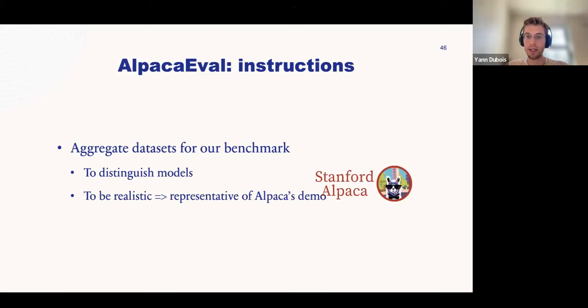Another thing we wanted is for our instructions to be realistic. And of course, it's a question of what realistic means. Given that we had the Alpaca demo that we released 2 years ago, we had around 300,000 people who chatted with our model. So we had a lot of questions that people asked this model. That's what we define as realistic.